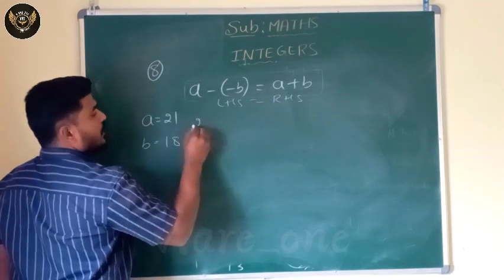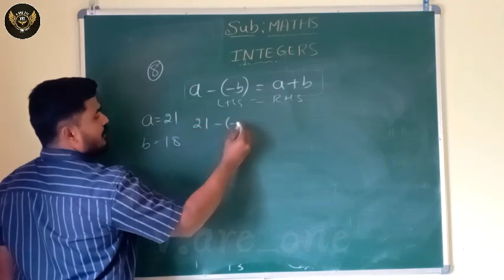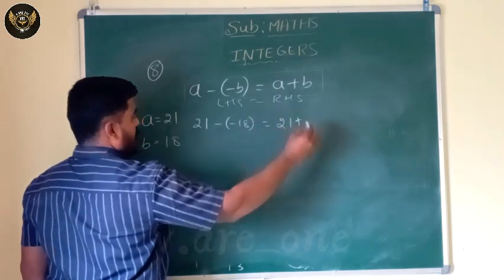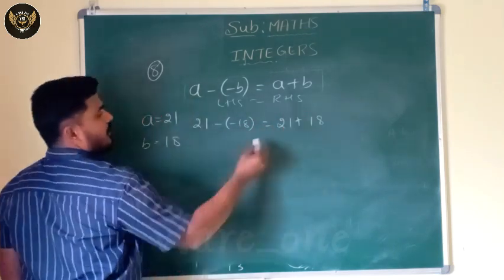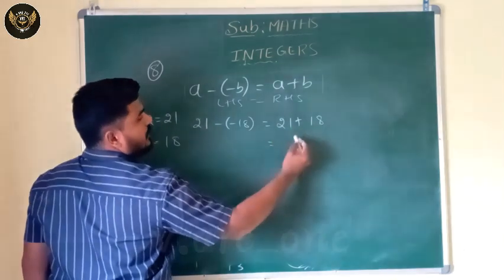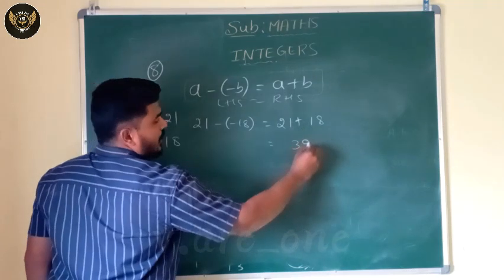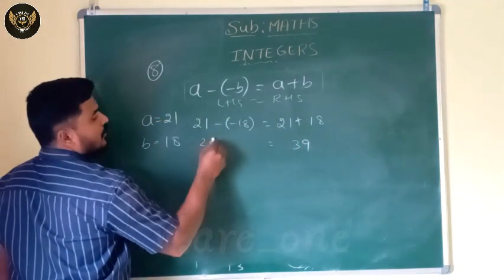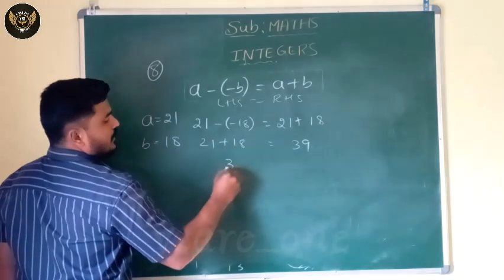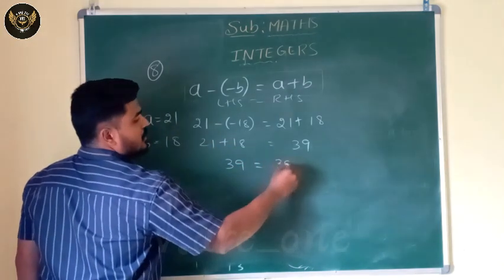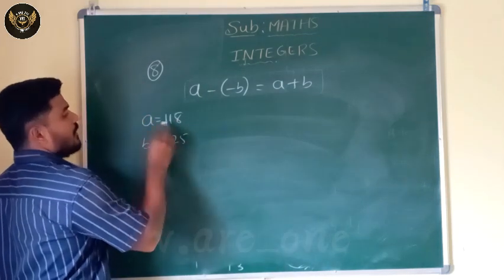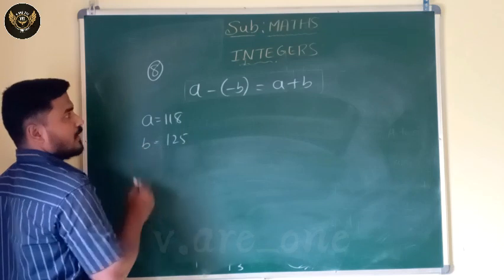If I put a value 21 minus of minus b value 18 equals a value 21 plus b value 18. If I simplify, we can easily simplify the right hand side because both numbers are plus. 21 plus 18 is 39. Similarly, here we can put minus into minus plus 18, then 39. 39 equals 39.